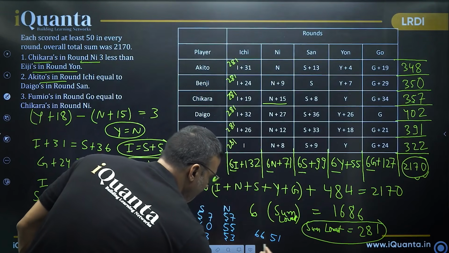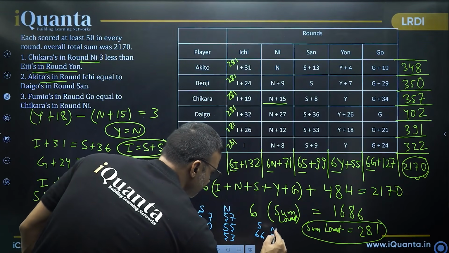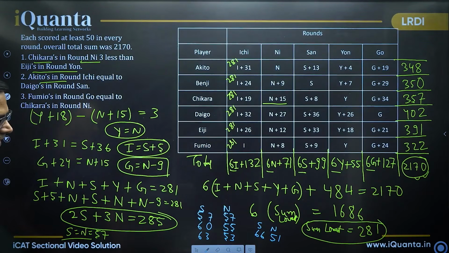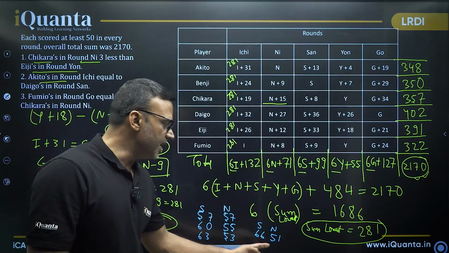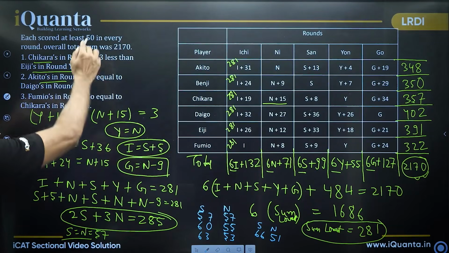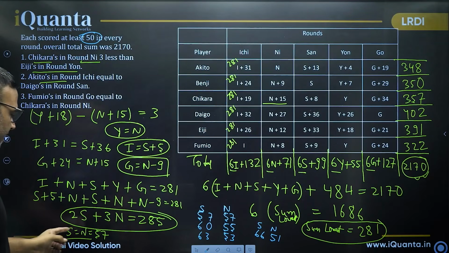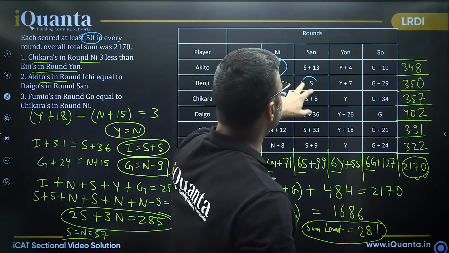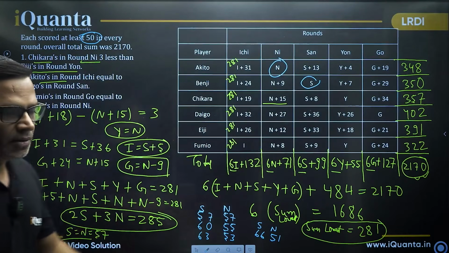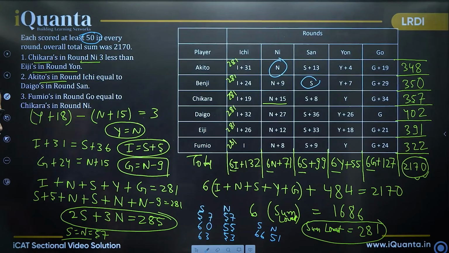You cannot go further. Just remember, this is s, this is n. You cannot go further. Why? Because if you go further, if you take s as 69, this will become 49. And here it says everyone scores at least 50 in every round. And s and n are somewhere here. This is the place. So none of them can go below 50.